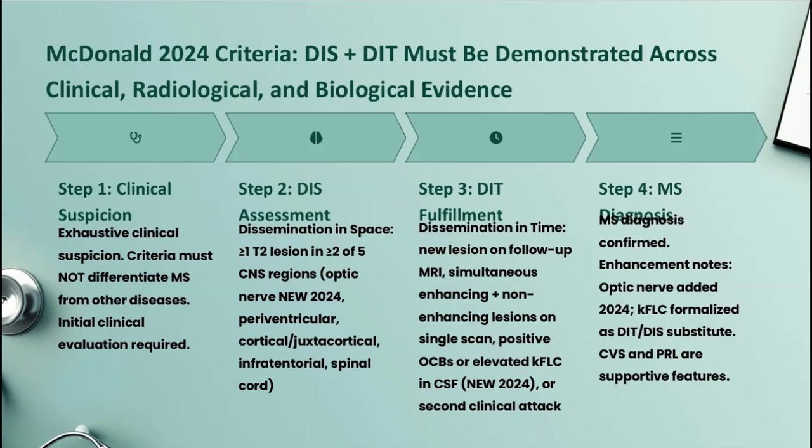Dissemination in time can be demonstrated in several ways. A new lesion appearing on follow-up MRI. Simultaneous enhancing and non-enhancing lesions on one scan. Positive CSF oligoclonal bands, elevated kappa-free light chains, or a second clinical attack. The exam trap here is using outdated criteria. Know the optic nerve update.